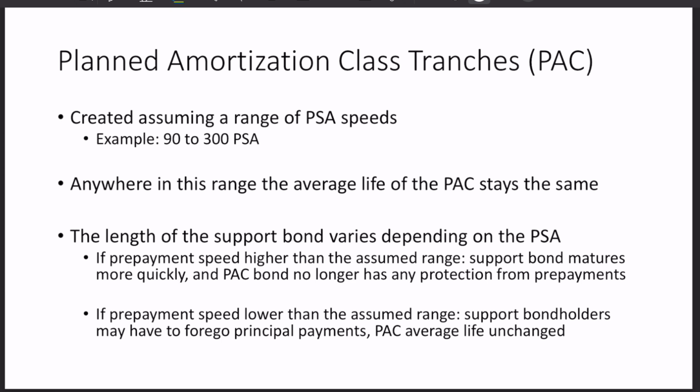So we would have to start off with some PSA speed range that we assumed. It would have to be created assuming some PSA range. And here in this example, the PSA range is going to be between 90 and 300.